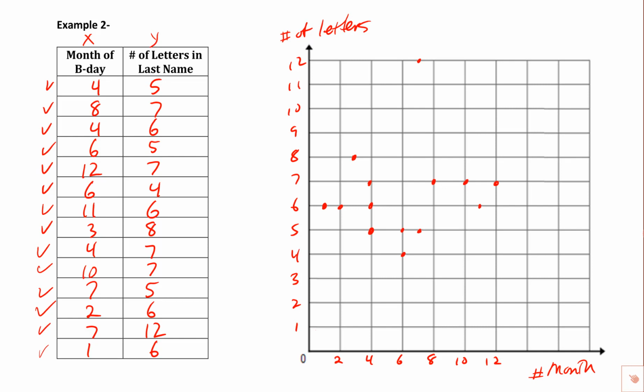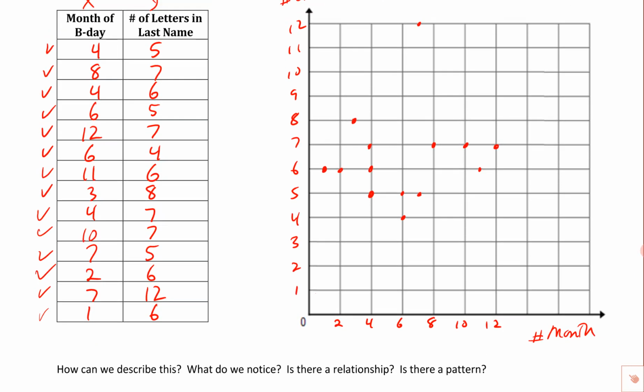So just like before, the question here is, how do we describe this? Do we notice anything? Is there a relationship? Is there a pattern? Could we make a prediction about what month you were born and how many letters you have in your last name, or make any general statements like this?